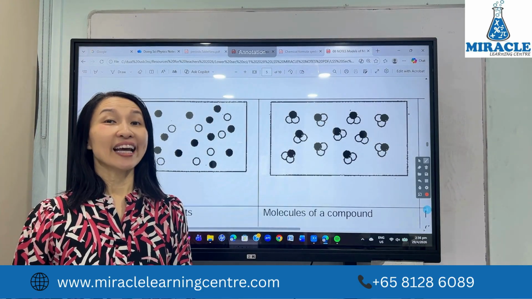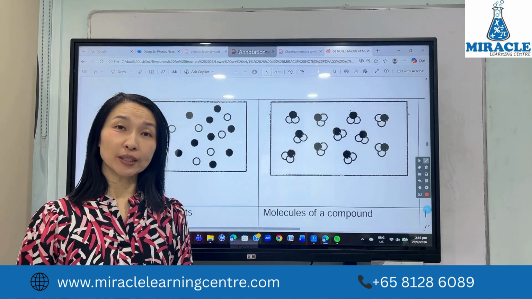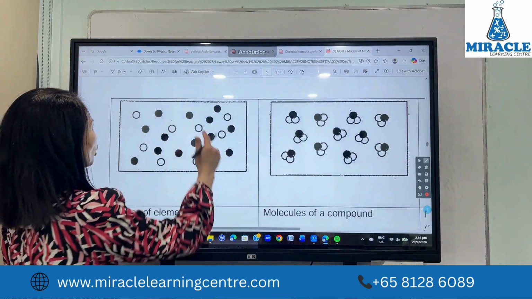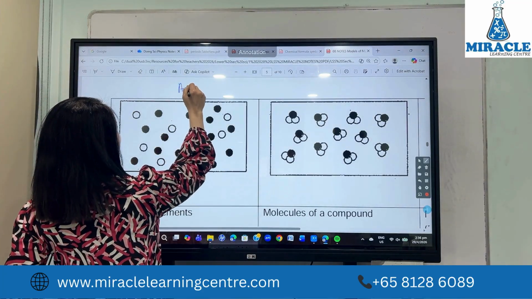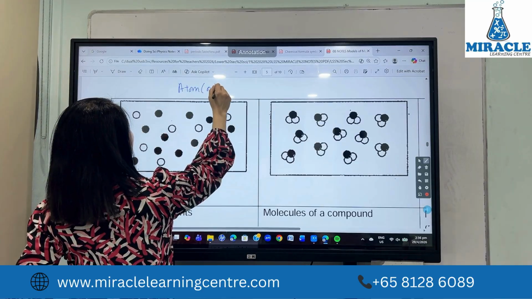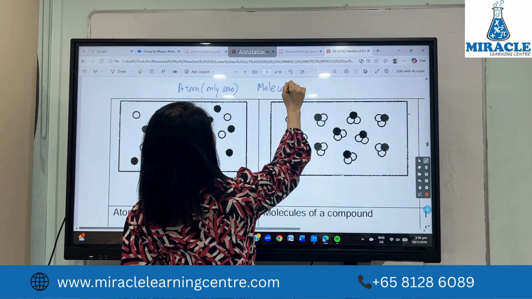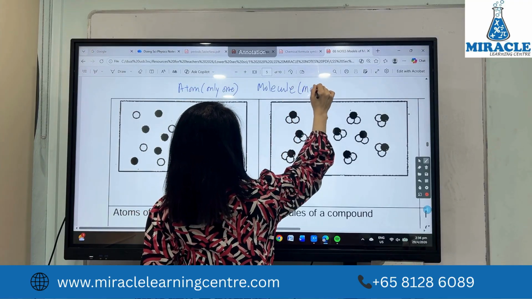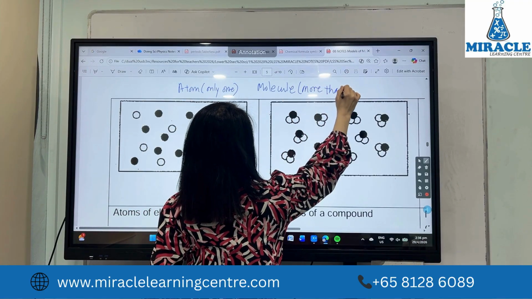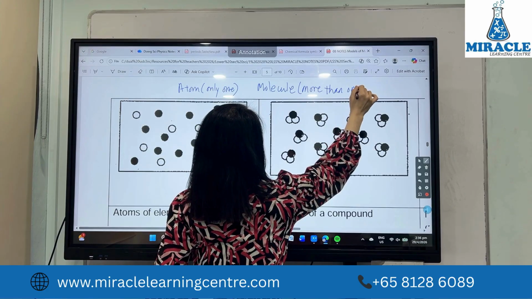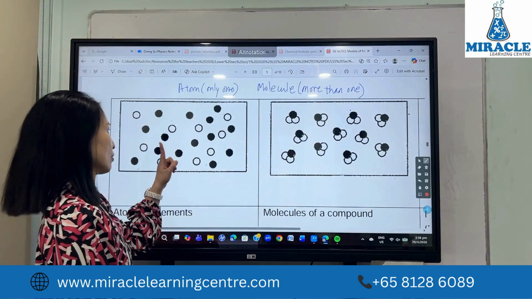Let us look at atoms and molecules. How do you tell the difference? So remember we talked about atom. What is an atom? Only one. Molecule, more than one. That means it can be 2 or 3 or 4.